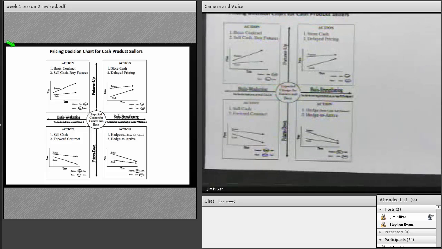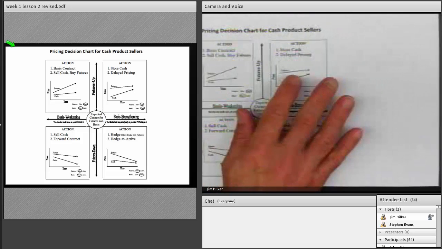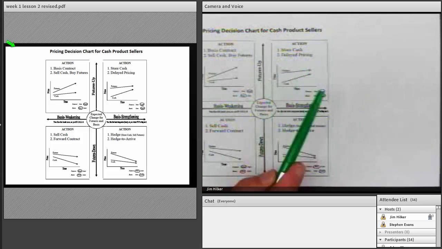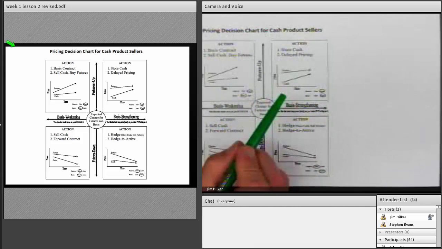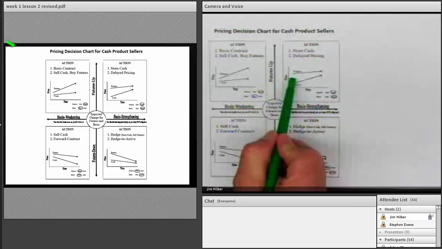Whether we deliver it today or we set our price for some later delivery. Remember, cash is made up of two things. Cash is made up of the futures and the basis. So if we go up into the cash quadrant, you have to make a decision on both. Do I like the futures better today or later? I like them later. I have not priced the futures. That's one decision, I made it later. The other decision is, do I like my weak basis today?